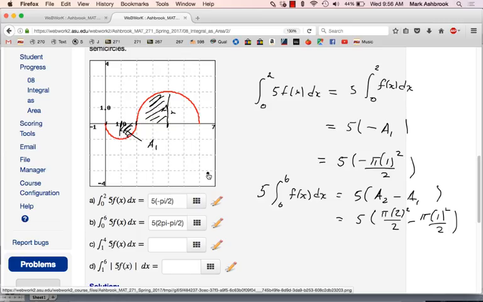Last one, the absolute value. So what's that going to be about? If you take the absolute value of this function, what will happen to this first part?